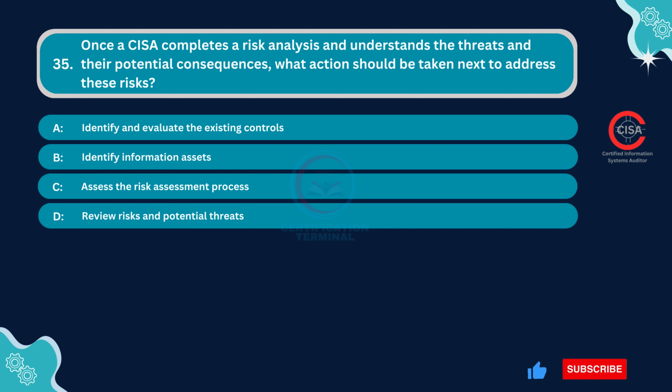The correct answer is Option A. Identify and evaluate the existing controls. Identifying and evaluating existing controls is a crucial step in the risk management process that follows risk identification. It helps assess how well equipped the organization is to mitigate the identified threats. The goal is to address the risks identified in the analysis. Evaluating existing controls allows the CISA to see if current safeguards are sufficient to counter the threats or if additional controls are needed.